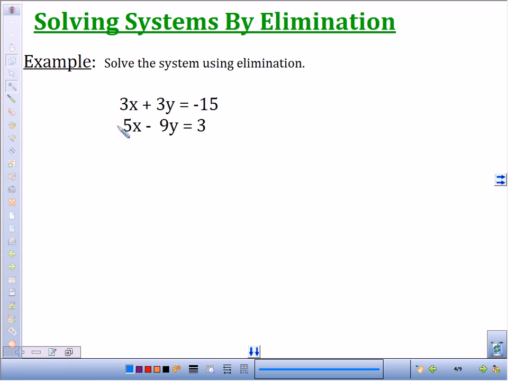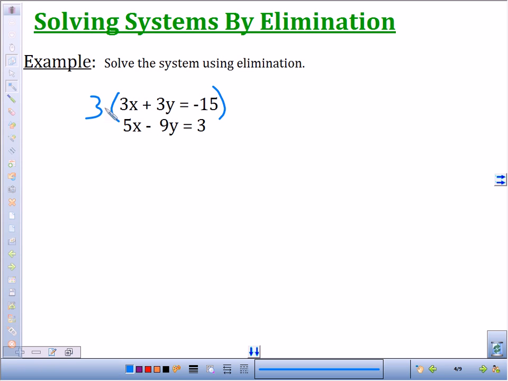The least common multiple of 3 and 5 is 15. That's not bad. The least common multiple of 3 and 9 is 9. One is already positive and one is already negative. So I'm going to use 3 and 9. What that means is I want to multiply the top equation by 3. I don't need to multiply the bottom equation by anything because it's already negative 9.